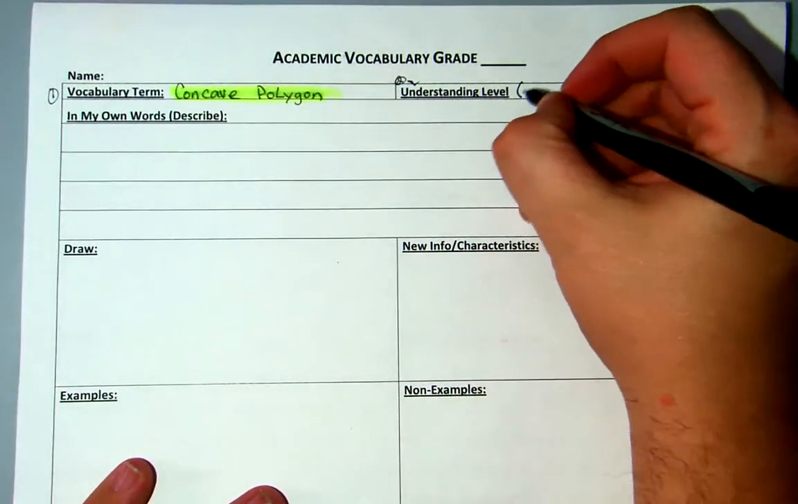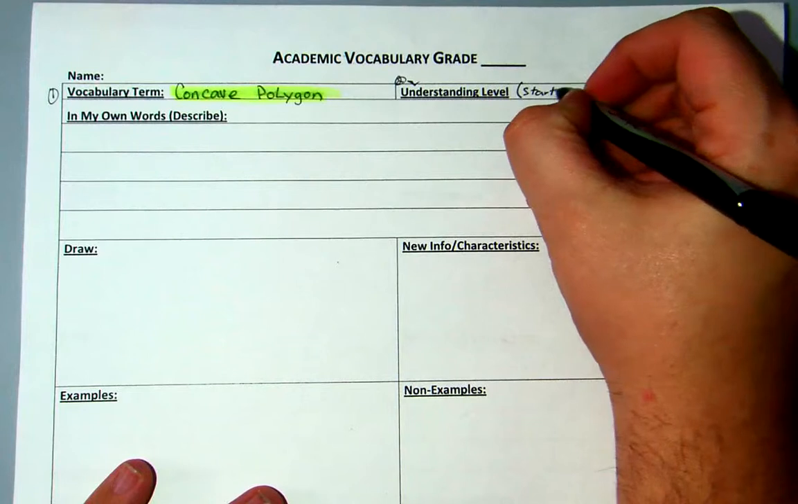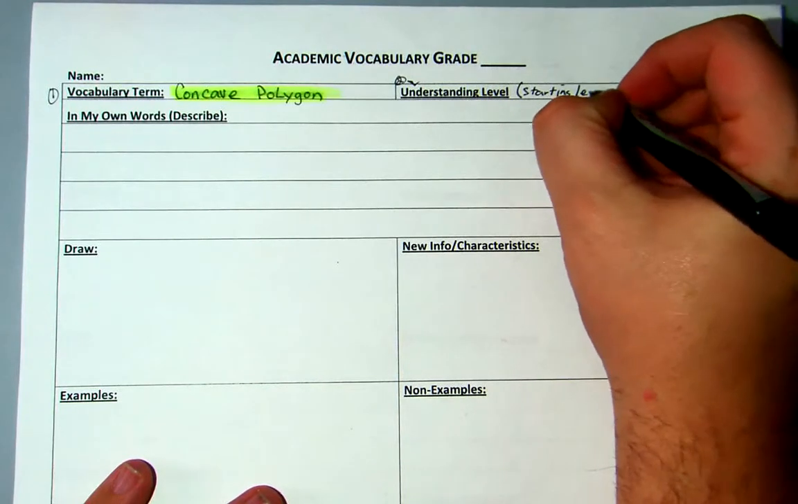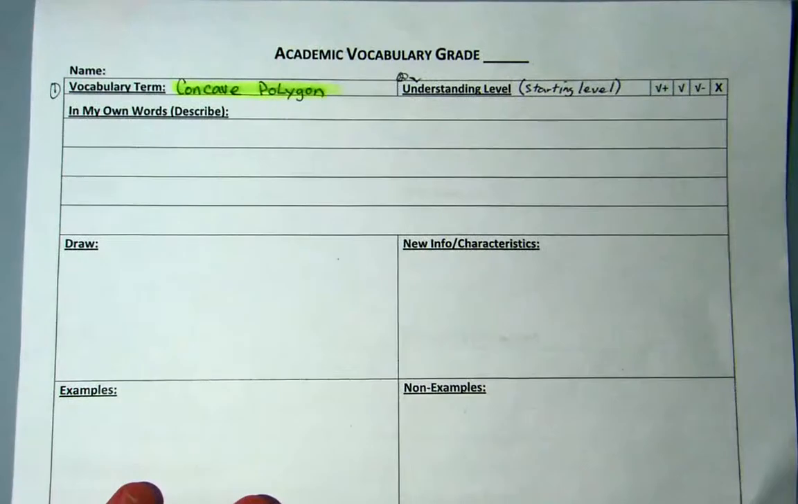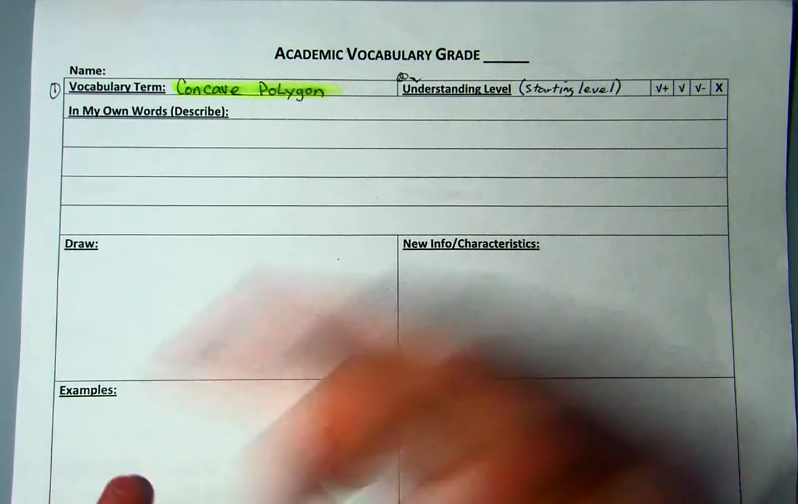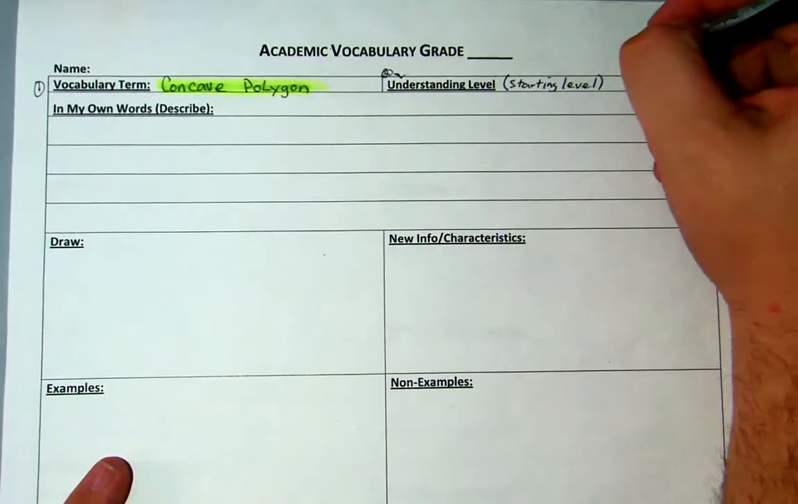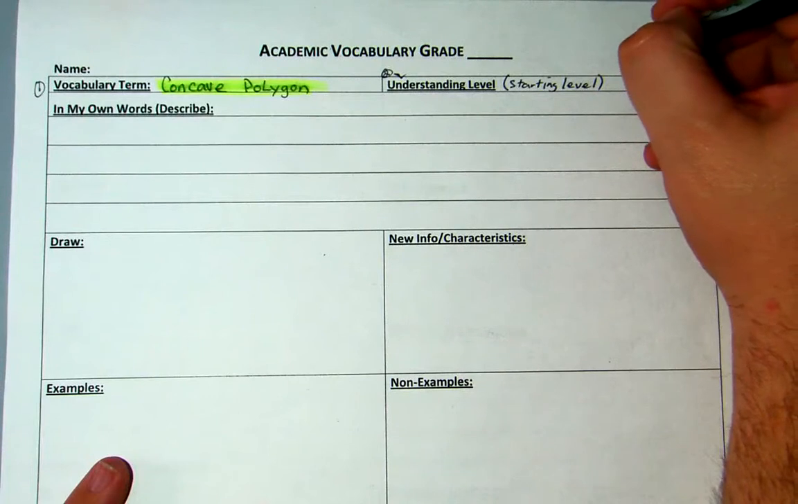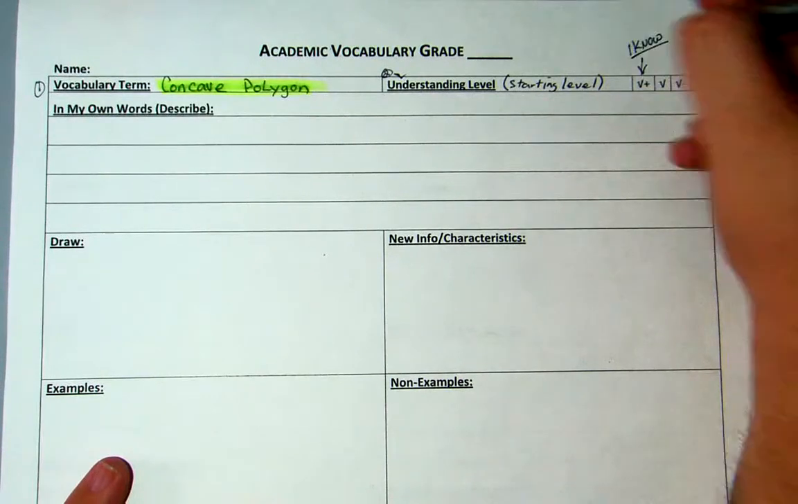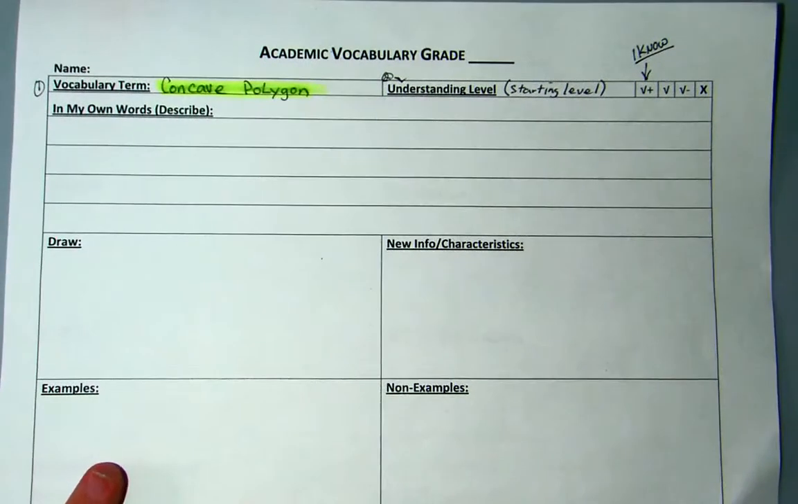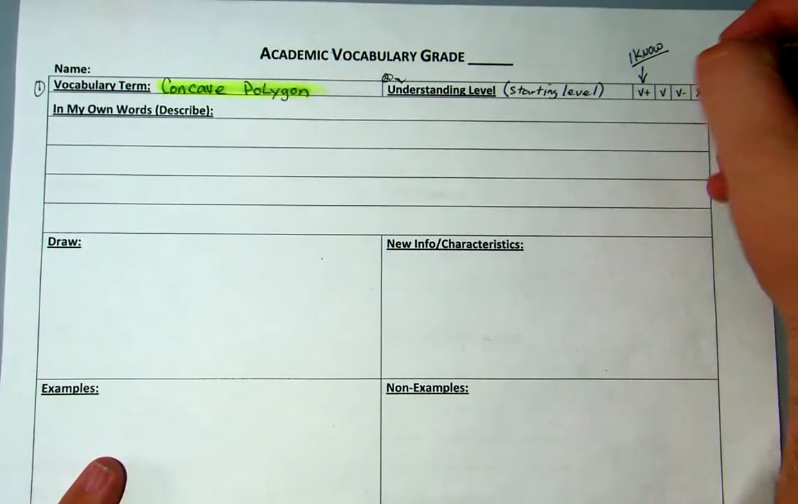This is your starting level of understanding. So this isn't anything about at the end of the show, do I know what a concave polygon is? Here we're talking about a concave polygon. Do I know what it means? If you know what it means, this is I know it, the check plus. You would circle that. The X is that you have no clue.